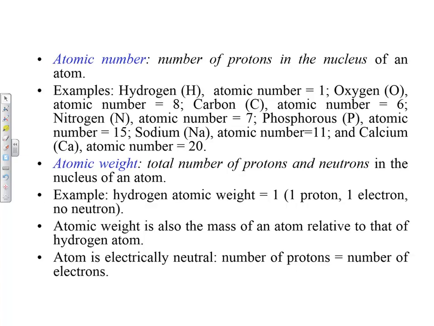So then we go to the atomic number. That's the number of protons in the nucleus of an atom, right? And here we give you some examples. For example, hydrogen has an atomic number of 1, because it has only one proton in its nucleus. Oxygen has an atomic number of 8. Carbon has an atomic number of 6. Nitrogen has an atomic number of 7. Phosphorus has an atomic number of 15. Sodium has an atomic number of 11. And calcium has an atomic number of 20.